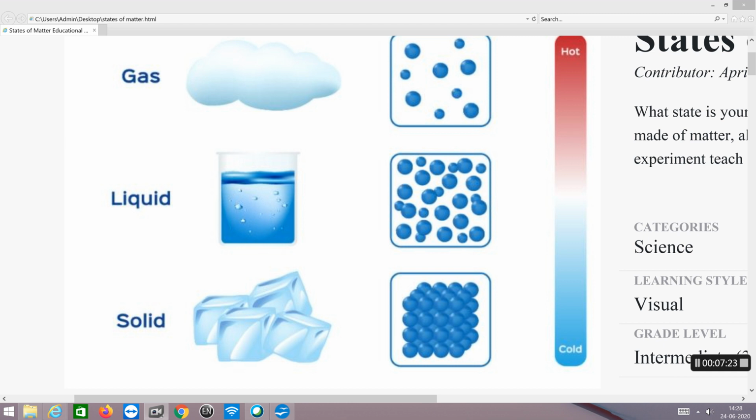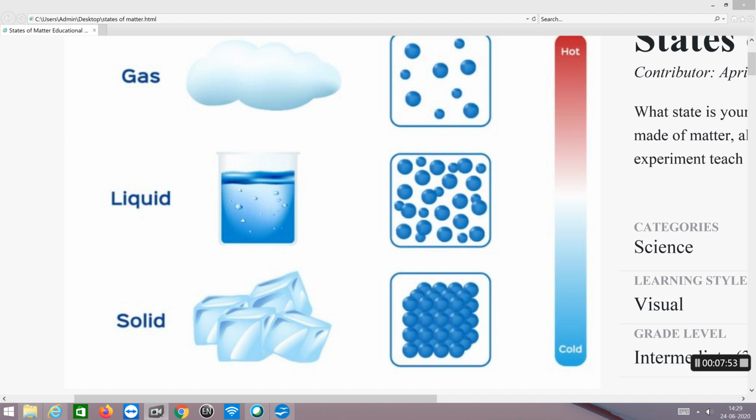In solid, molecules are closely packed, so the intermolecular forces are very strong. The molecules in a solid are closely packed. That means there is no space between the molecules. Then properties of liquid. A liquid has a definite volume but not a definite shape. The molecules in liquid are loosely packed.